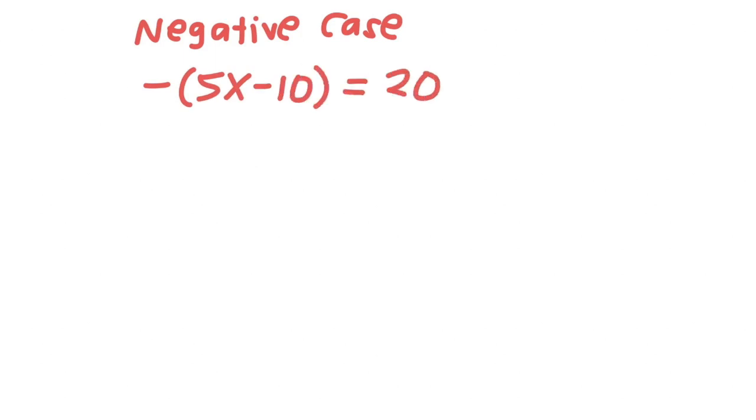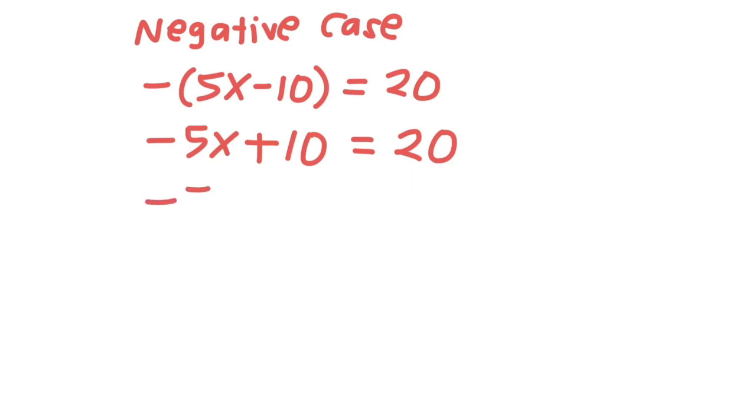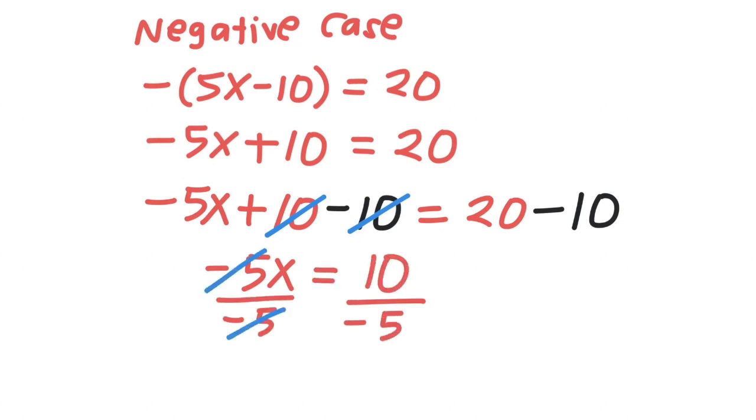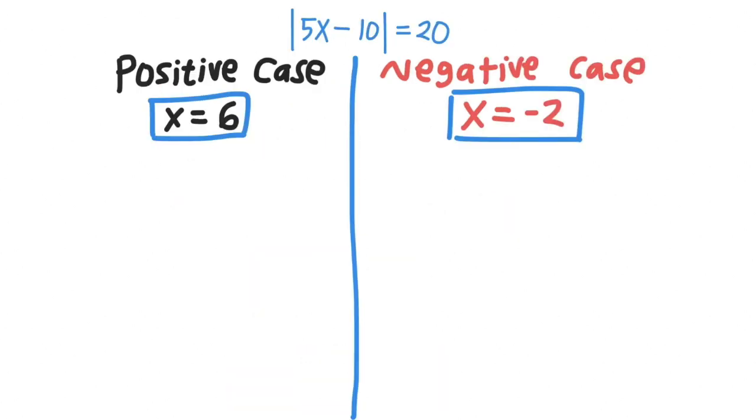On the other hand, for the negative case, we need to multiply 5x minus 10 by the negative sign to get rid of the bracket. So this equation becomes -5x plus 10 equals 20. After that, we'll subtract both sides by 10, so this equation becomes -5x plus 10 minus 10 equals 20 minus 10. This gives us -5x equals 10, and then we can divide both sides by -5 and we'll get x equals -2. If we put these values back into our equation, we should get the same answer, which is 20.